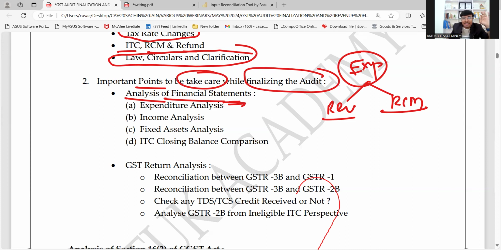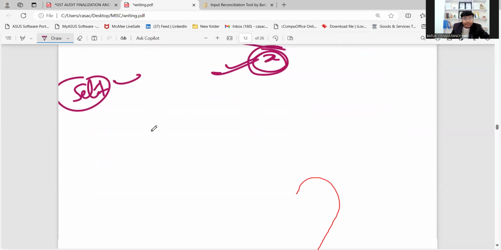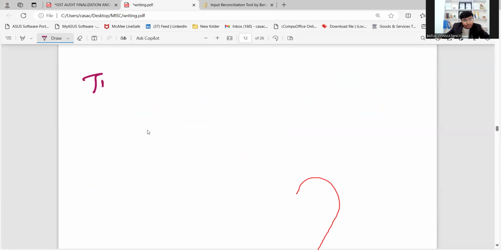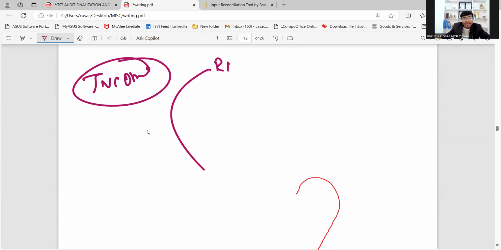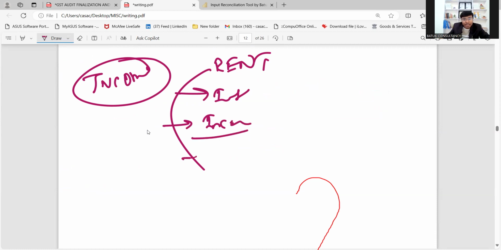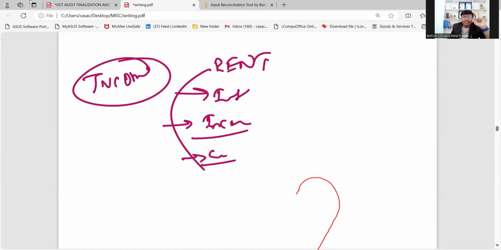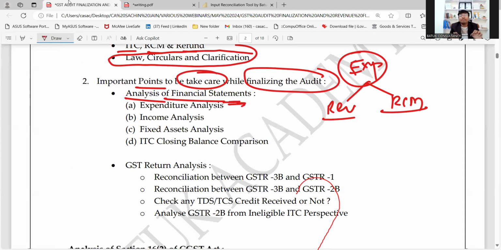From the income analysis, I have to check the profit and loss account, and in that income, if there is any rent related income, interest related income, incentive related income, or commission related income, in that case I just need to ensure that the taxpayer has paid GST on all these types of income or not. If there is any discount received, in that case also there is a requirement to make the payment of GST on that particular income.